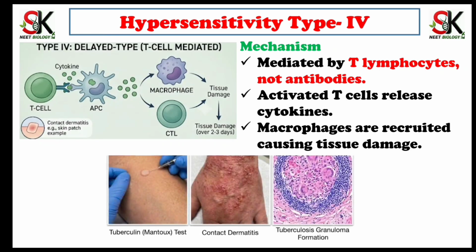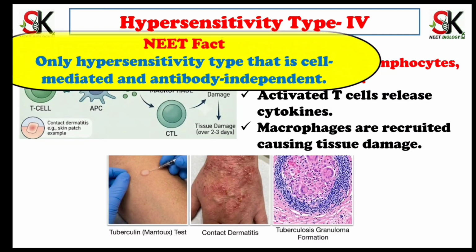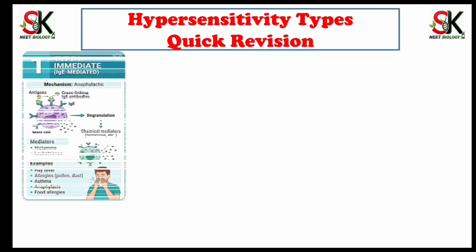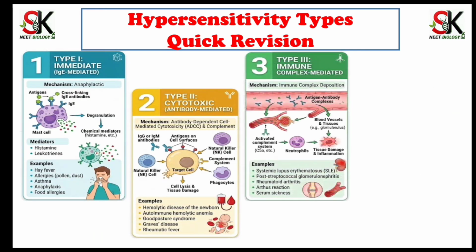A common example of hypersensitivity type 4 is contact dermatitis, and at the time of the tuberculin test it shows tuberculosis granuloma formation. The important NEET point is that type 4 is the only hypersensitivity type that is T cell mediated and antibody independent. This is a quick revision of all four hypersensitivity types.